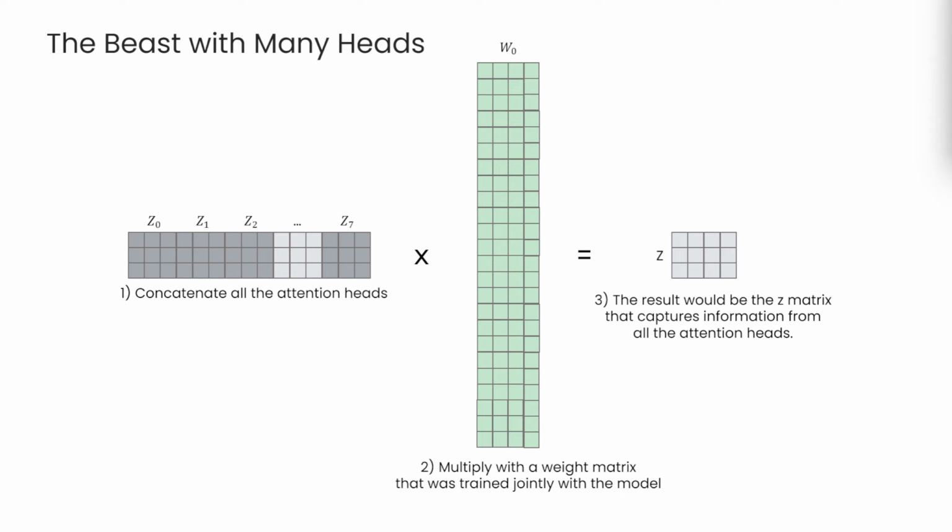Finally, after concatenation, we multiply them by an additional weight matrix because the feed-forward layer is not expecting 8 matrices, and rather, it's expecting a single matrix.